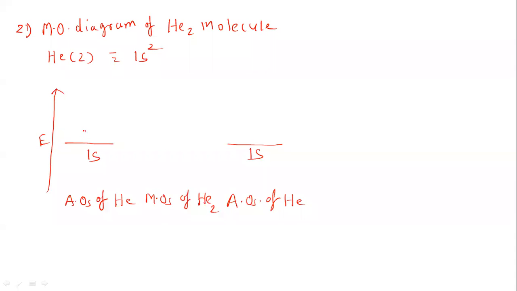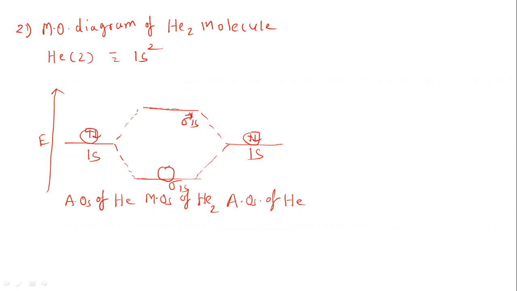Now put a circle in the 1s atomic orbital to represent the electron. Similarly here, there are two electrons, so put two electrons here. Now these two atomic orbitals overlap. So 1s overlap gives one bonding molecular orbital, that is sigma 1s, and an anti-bonding molecular orbital, that is sigma star 1s. Sigma star 1s, the anti-bonding molecular orbital, is formed here.